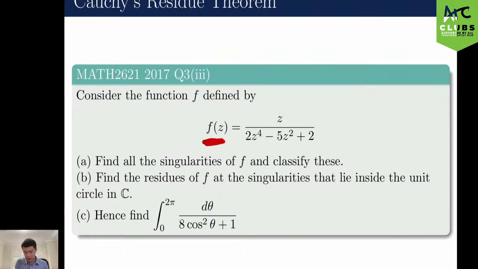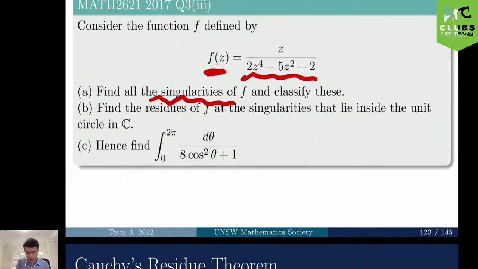Fz is equal to this thing. And as with any question where we're asked to find singularities, we just want to find the sections where the denominator is equal to 0. So let's just expand this out. We've got 2z to the 4 minus 5z squared plus 2.